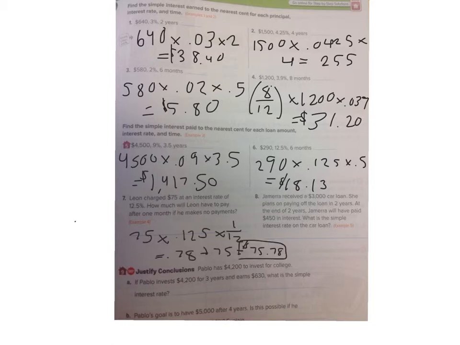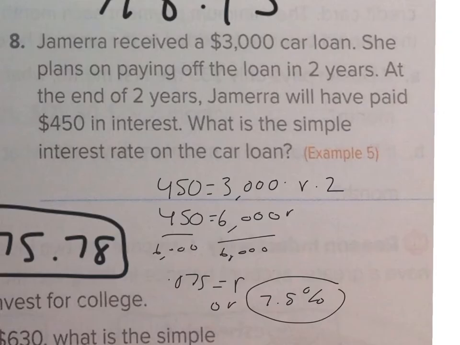Alright, for number 7, we're going to take $75 and multiply that by 0.125, which is the interest rate, and then multiply that by 1 divided by 12, which represents the 1 month that it's talking about in the problem. Our answer to this is 78 cents, and then we're going to add the $75 that he started with, and the total will be $75.78.